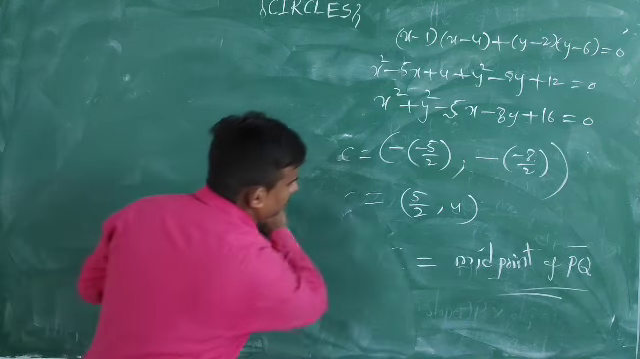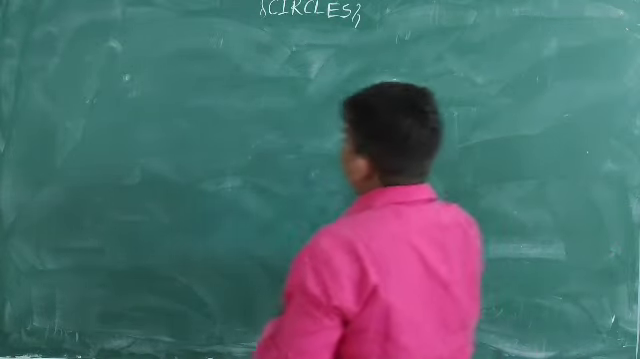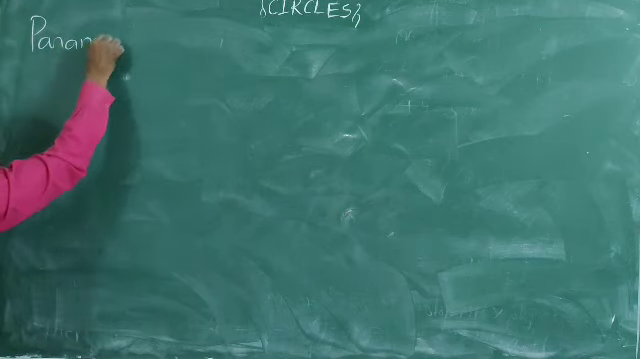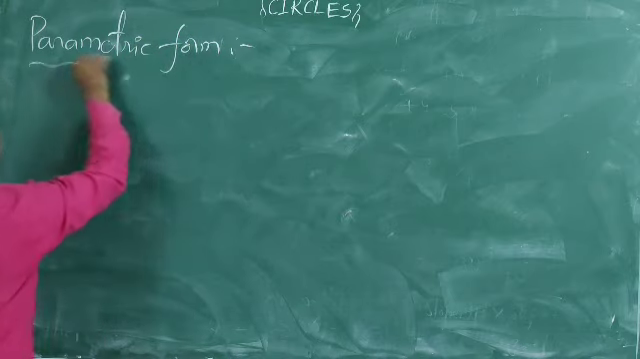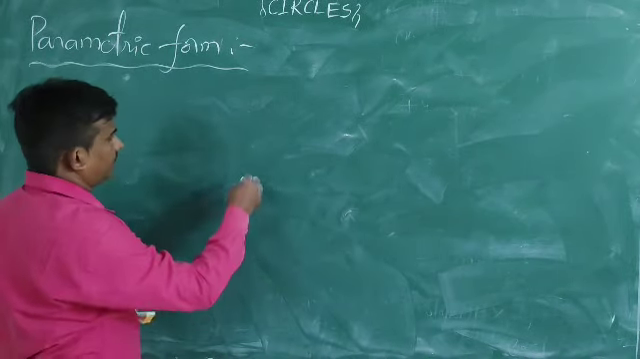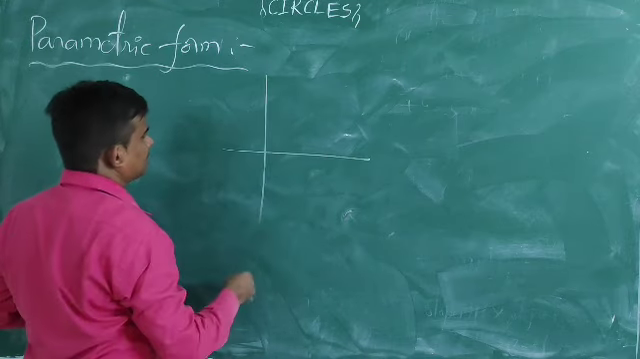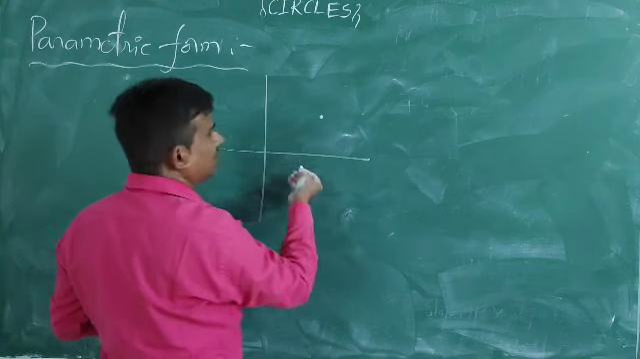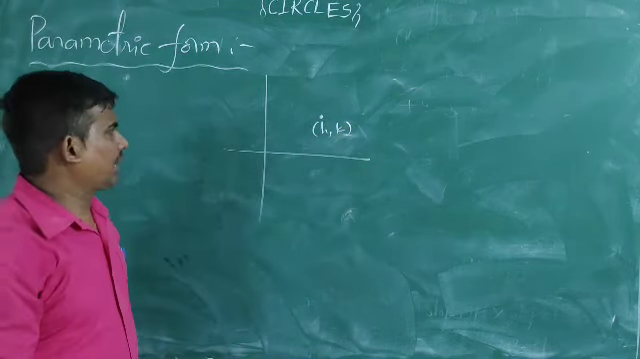What is the parametric form? Finally, I will explain the parametric form of a circle. First, suppose here we have the x-axis and y-axis, and there is a point which is the center. Center may be considered as (h, k) or (minus g, minus f), as you like.